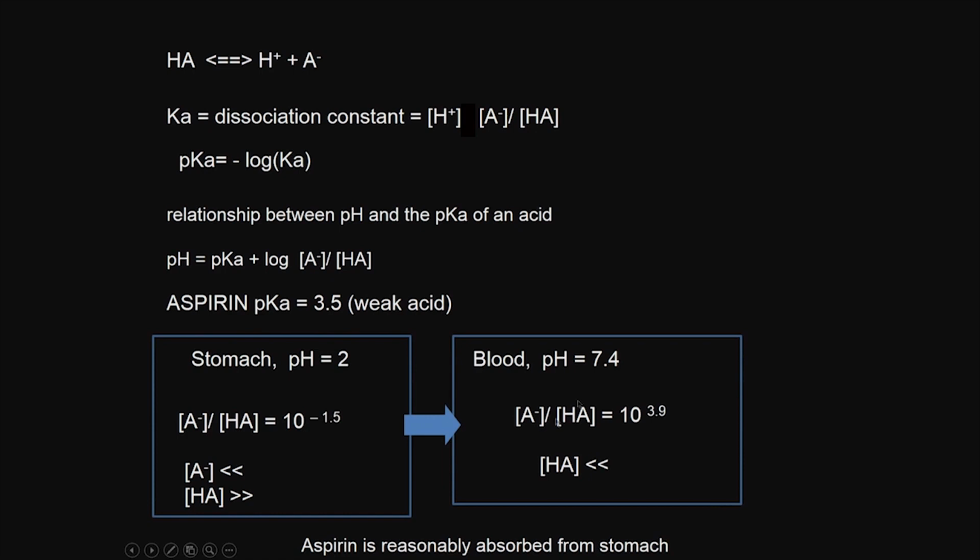Whereas, if you look at the blood pH 7.4, A minus by HA will become 10 to the power 3.9. So, HA is quite small actually. So, inside the blood it is dissociated, whereas in the stomach it is undissociated. So, you have a lot of undissociated aspirin, so it gets reasonably absorbed from the stomach.